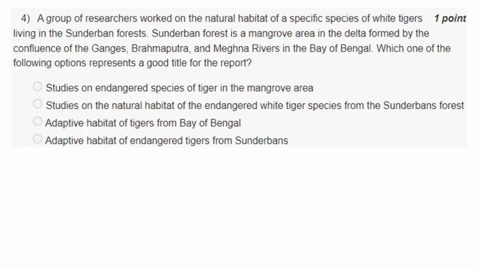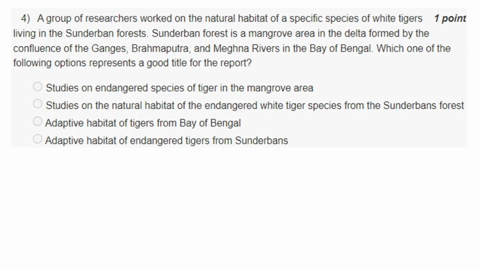Okay, a group of researchers worked on the natural habitat of a specific species of white tigers living in the Sundarban forest. Sundarban forest is a mangrove area in the delta formed by the confluence of the Ganges, Brahmaputra and Meghna rivers in the Bay of Bengal. Which one of the following options represents a good title for the report? Anybody?